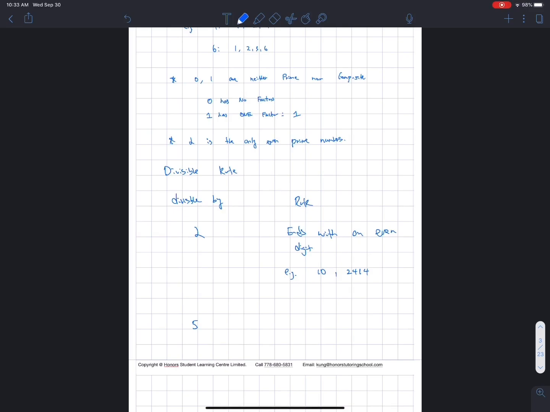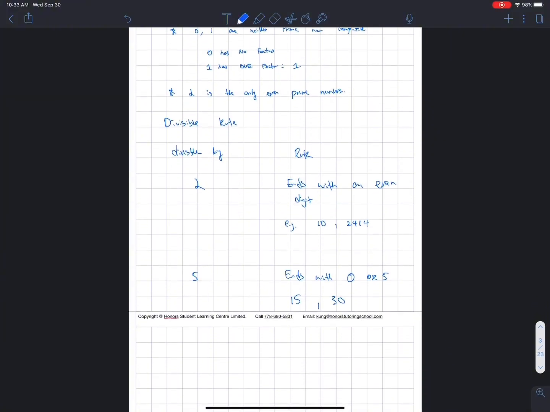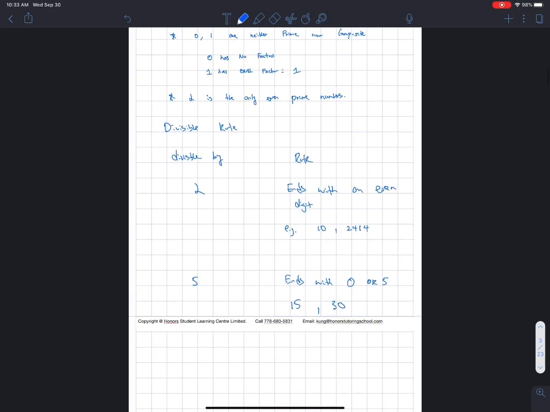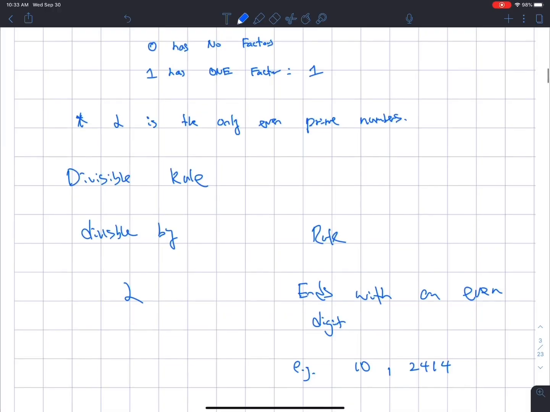5 is also something that you should already know. You just need to end with a 0 or a 5, then it will be divisible by 5. Like 15 is ending with a 5 and 30 ending with a 0. They are both divisible by 5. And maybe just those two for now. I'm going to show you a lot more divisibility rules in Math 9, but for now, at least know these two. Okay, so now we can do question 4.